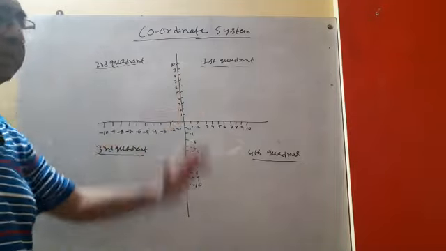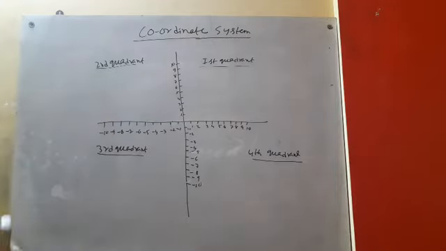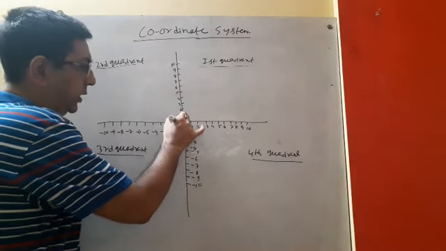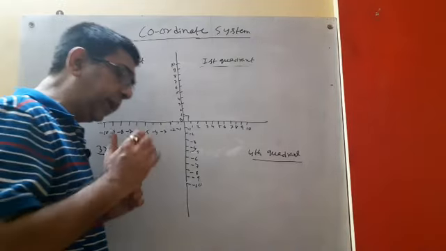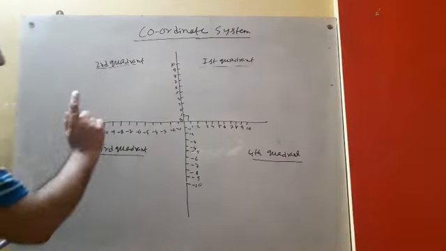These two lines are called axes. These are mutually perpendicular axes, that means this angle is 90 degree, 90 degree, 90 degree, 90 degree. This point is called O, that is origin. Origin means from here we will start to locate the point. This is called origin.